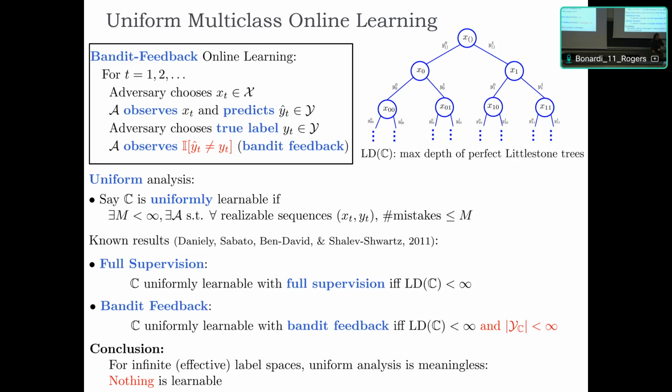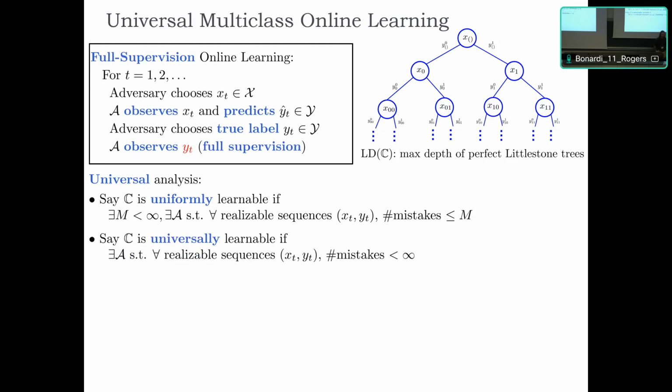So what we're going to look at in this work is an alternative perspective that allows us to have a reasonable discussion about how to approach online learning with Bandit feedback, particularly with infinite effective label spaces. This alternative perspective is the universal analysis.